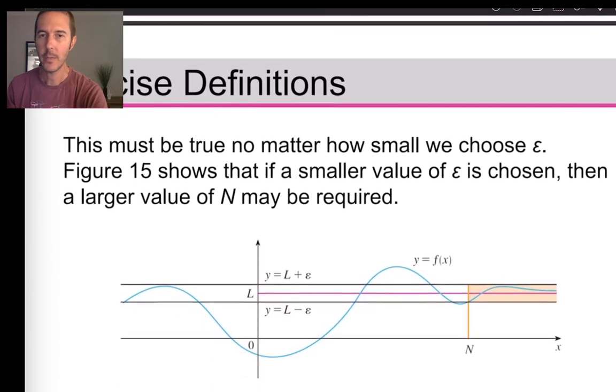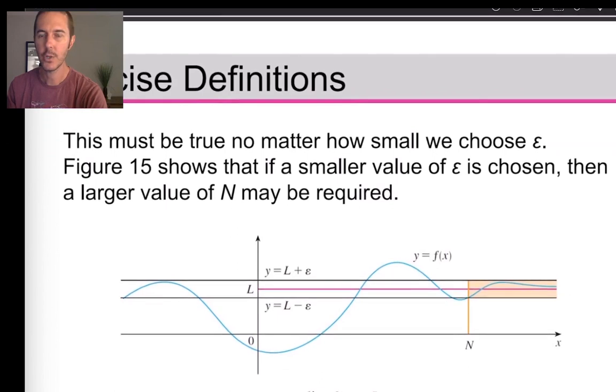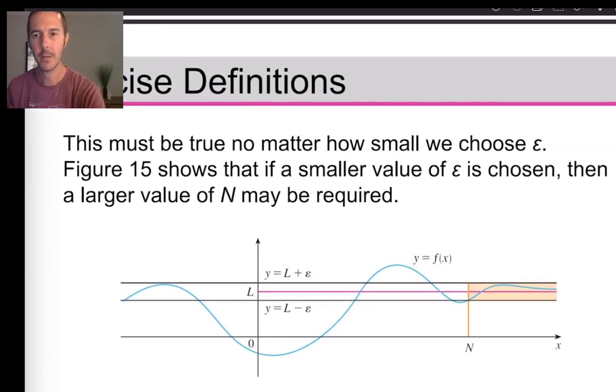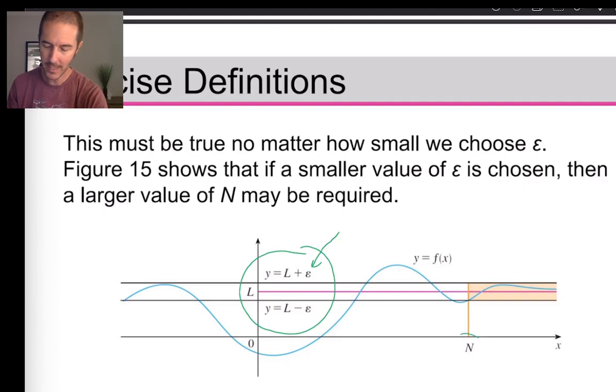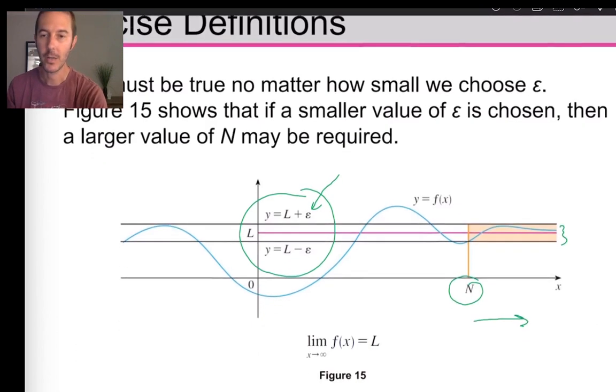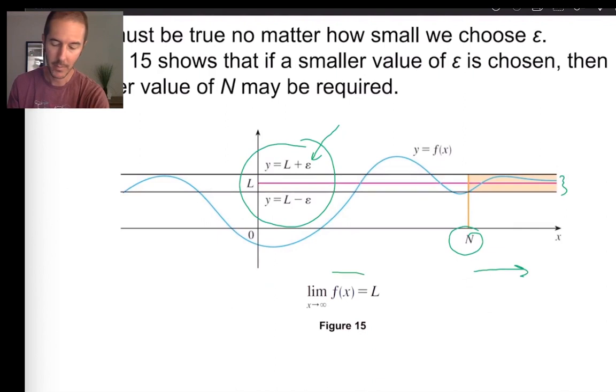And if we can establish or figure out some kind of a relationship that makes this happen, no matter how small this plus or minus epsilon gets, no matter how small epsilon is, if we can still find an n value that will push us out here and keep us within that plus or minus region, then we are allowed to say that our limit for our function as x goes to positive infinity equals L.